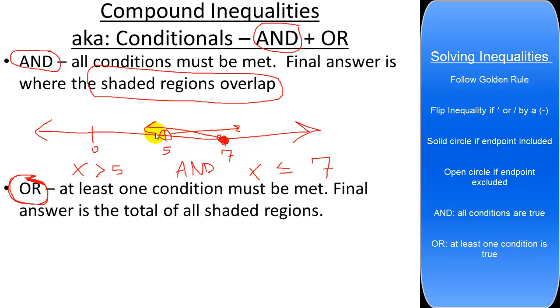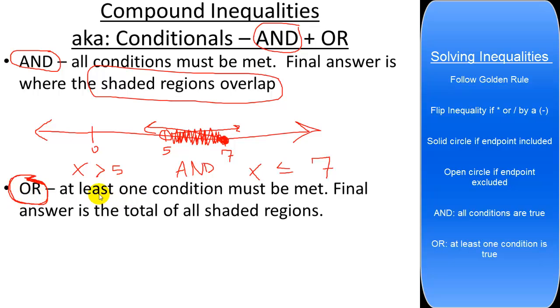So what are the only places where both of those criteria are met? You have to be bigger than 5 and less than 7. So the places in between them are the only places that are met. The value of 1, it is less than 7, but it's not greater than 5. And numbers over here like 10, they're greater than 5, but they're not less than 7. So with the "and" conditional, you're only going to keep as your final answer the places where the 2 solutions, or 3 solutions, or however many there are, all overlap.